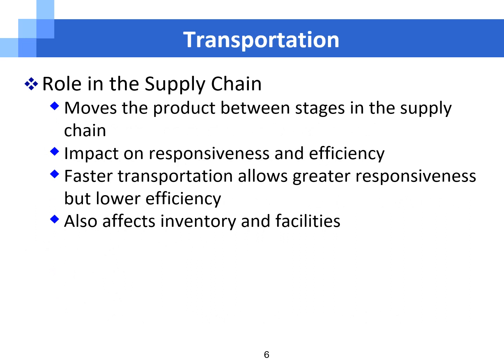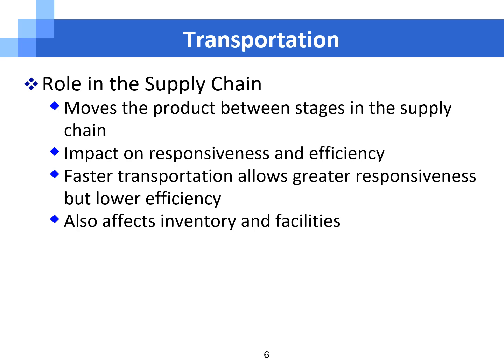The second driver we want to talk about is transportation. Transportation moves product between different stages in a supply chain. Like the other supply chain drivers, transportation has a large impact on both responsiveness and efficiency. Fast transportation allows a supply chain to be more responsive but reduces its efficiency.